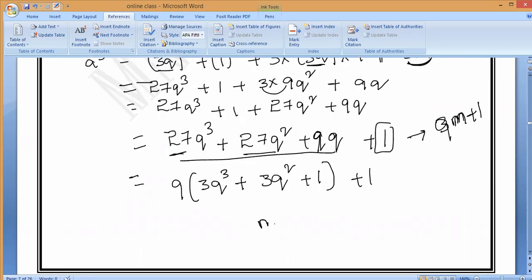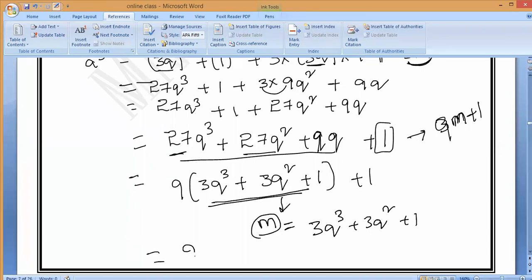Next, m is equal to what? What is the m value? m equals 3q cube plus 3q square plus q. This whole thing is m, so the expression is 9m plus 1, where m is 3q cube plus 3q square plus q only, no.